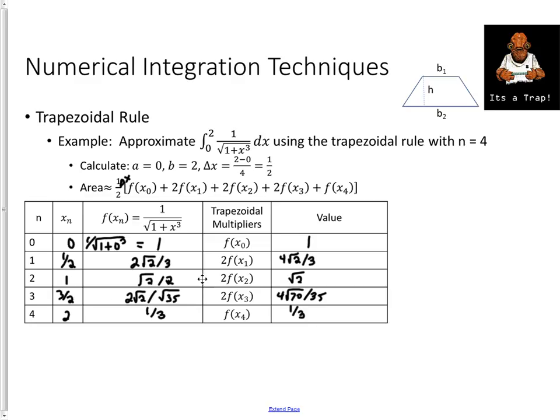Our area is going to be 1/2 times delta x times the sum of all of these. So our area, our definite integral, would be approximately equal to 1/4, 1/2 of delta x, times this summation, 1 plus 4 root 2 over 3 plus square root of 2 plus 4 square root of 70 over 35. Lovely numbers. Plus 1/3.